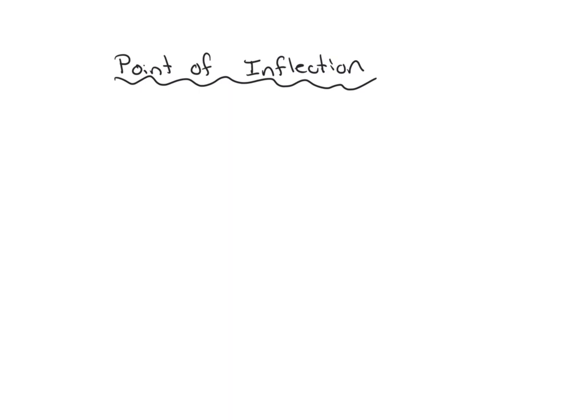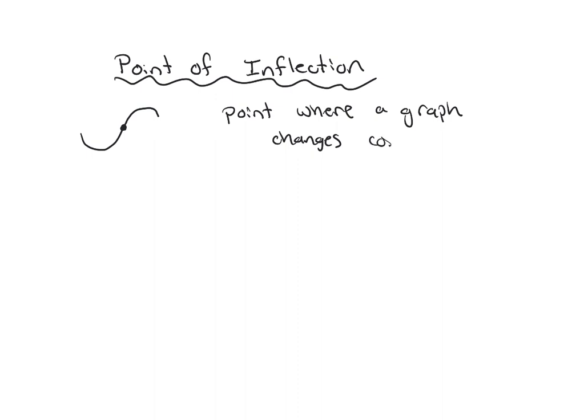Okay, the other part of this lesson is talking about points of inflection. So I'm going to sketch a graph. A point of inflection here, it is the point where a graph changes concavity. So let's write that down. Point where a graph changes concavity.